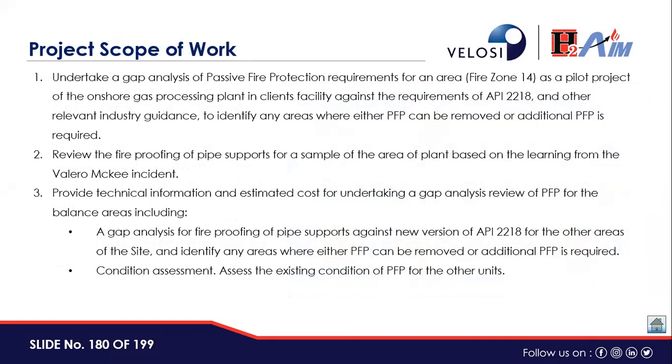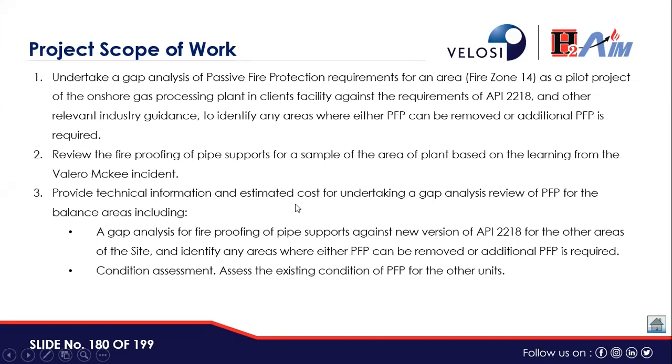The scope of work was to undertake a gap analysis of passive fire protection requirements for an area as a pilot project of the onshore gas processing plant in client's facility against the requirements of API 2218, and other relevant industry guidance, to identify any areas where either PFP can be removed or additional passive fire protection is required. Then the scope was to review the fireproofing of pipe supports for a sample area of plant based on the learning from the incident.